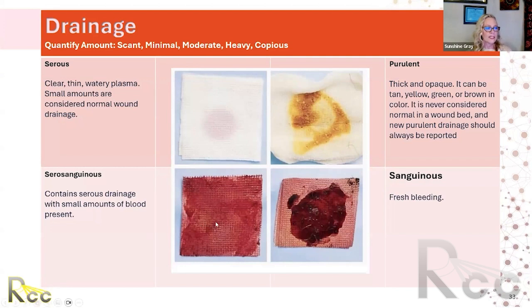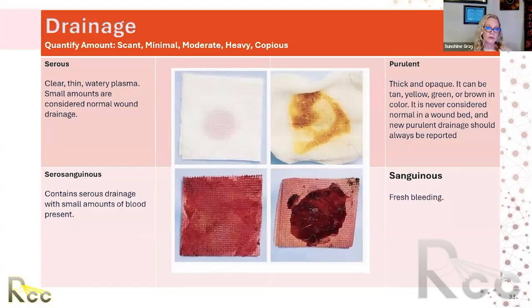Serosanguinous drainage may be slightly normal if you're talking about a patient who has grade 3 radiation dermatitis and they're having just a little bit of sensitivity in the area and maybe they've scraped themselves, but it is also not something that we want to see. It's a little bit of blood with more moderate to heavy drainage. And then sanguinous drainage is just fresh bleeding, which we do not want to see in an area of radiation dermatitis. So it's important to be able to use these terms to describe what you're seeing in your documentation.